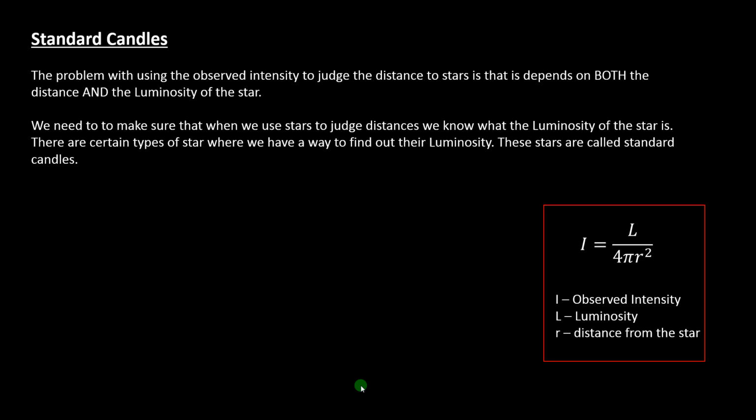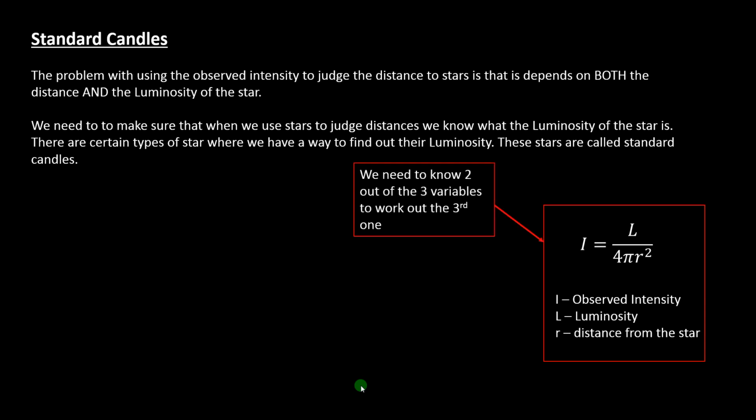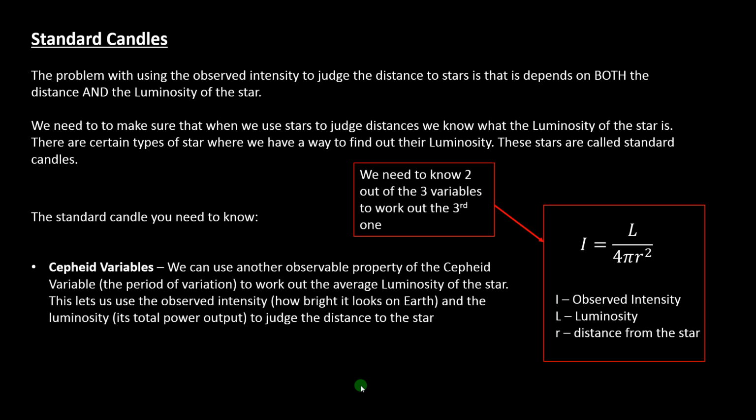If we can find a way to work out what the luminosity of the star is, then the combination of the observed intensity, which we can easily measure, with the luminosity, will allow us to use this equation to work out distance. So that's what the whole thing's about, okay? And this idea of a standard candle is that for these things called standard candles, we know what the luminosity is. And the Cepheid variable is the example you need to know.